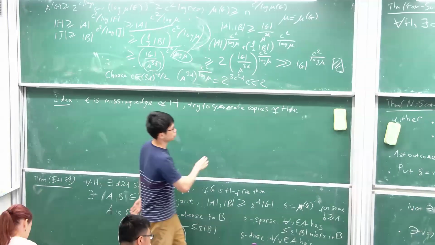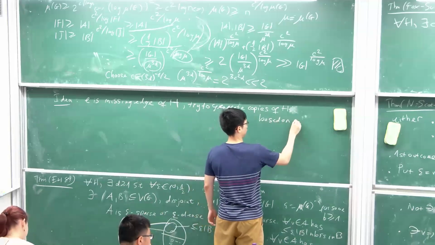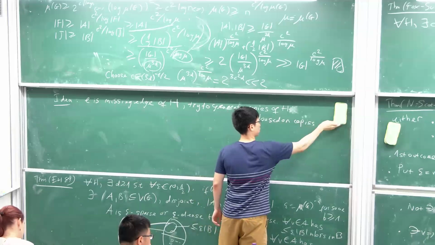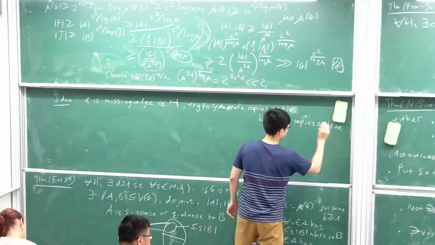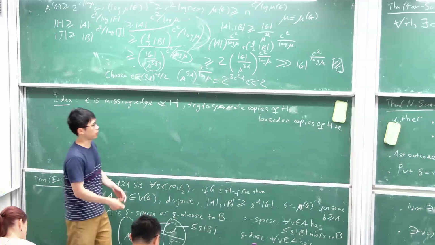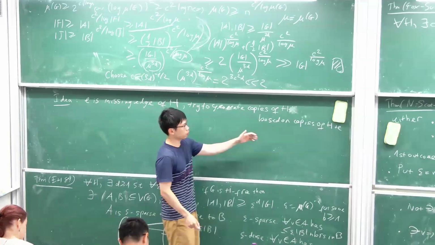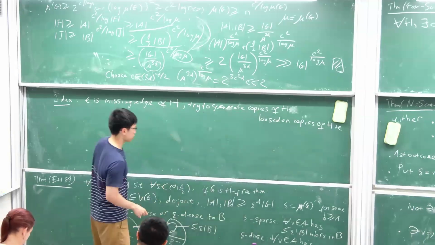Try to generate copies of H. So what I said was it should be the other way around. Is assuming that we have many copies of H plus E. Now I want to generate many copies of H.